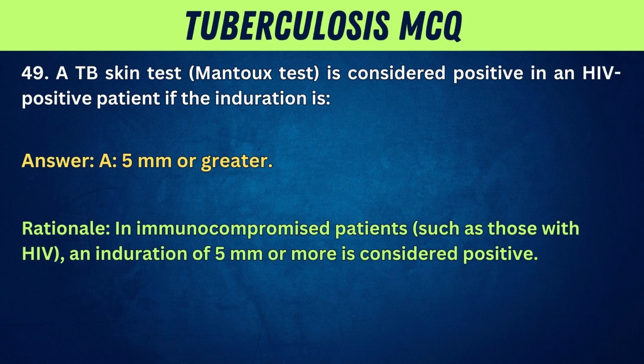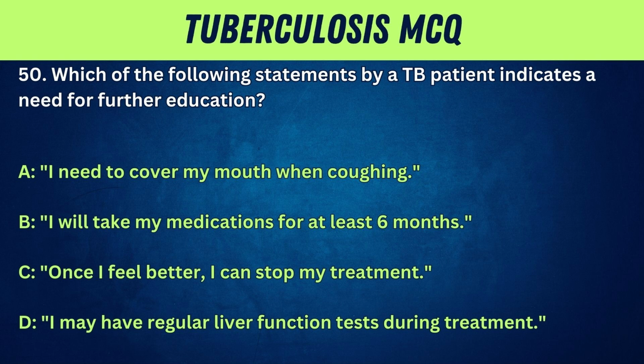50. Which of the following statements by a TB patient indicates a need for further education? A. I need to cover my mouth when coughing. B. I will take my medications for at least 6 months. C. Once I feel better, I can stop my treatment. D. I may have regular liver function tests during treatment.